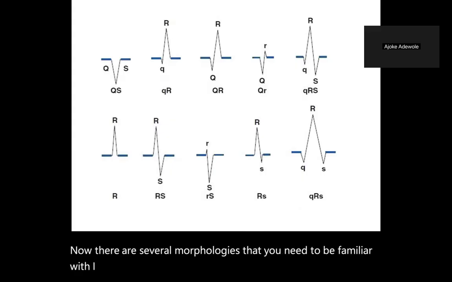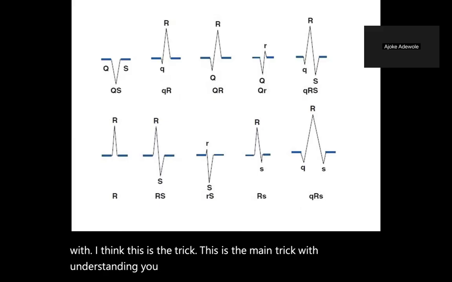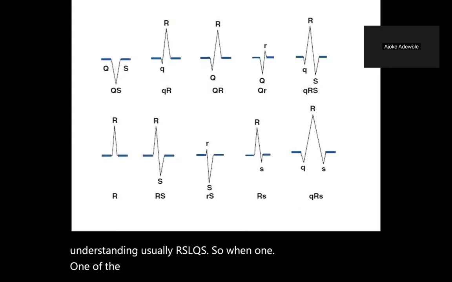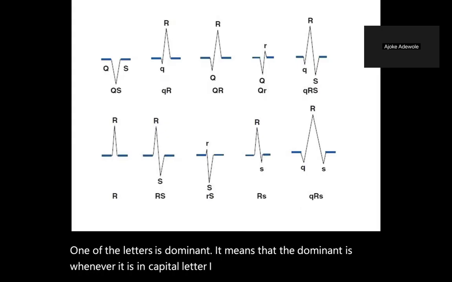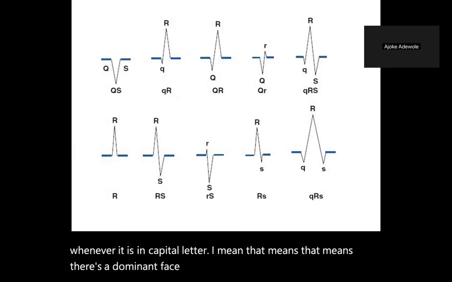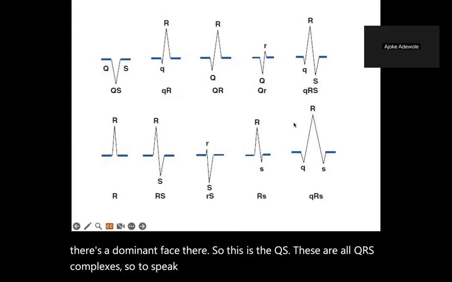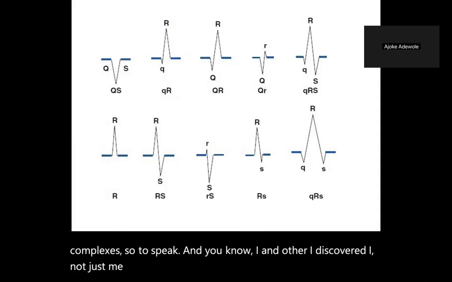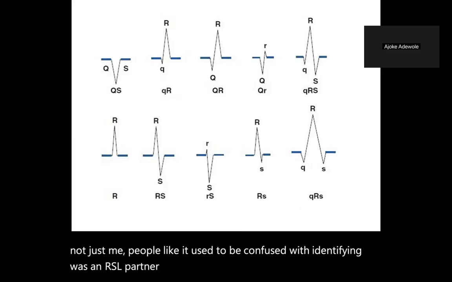I think this is the main trick with understanding. You see the RS, QS. When one of the letters is dominant, meaning it is in capital letter, that means there's a dominant phase there. These are all QRS complexes, so to speak. And I discovered, not just me, the people I teach used to be confused with identifying what's an Rs pattern, what's an RS pattern, what it basically means.